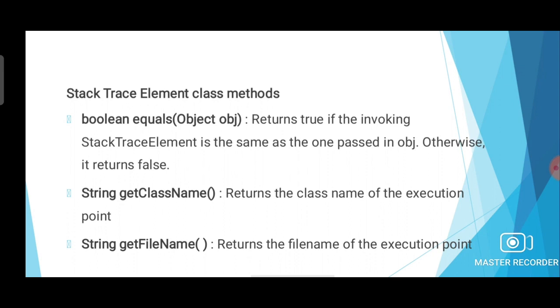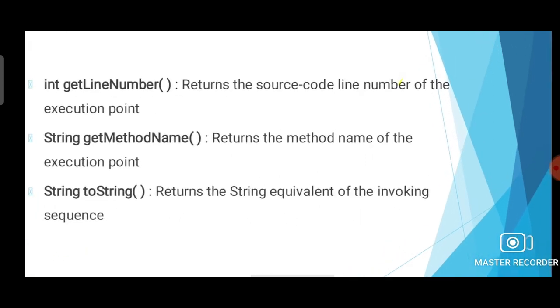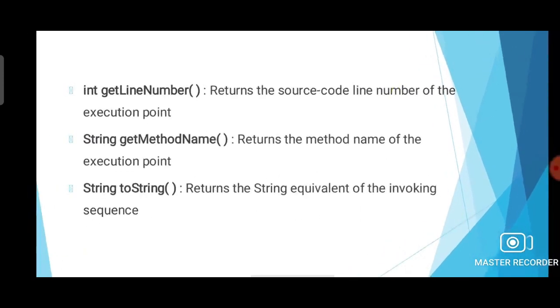Then String getClassName returns the name of the class at the execution point. String getFileName returns the file name of the execution point. Similarly, getLineNumber returns the source code line number of the execution point. Then getMethodName returns the method name for the execution point. Then the toString method returns the string equivalent of the invoking sequence, that is, the details in the format of a string.